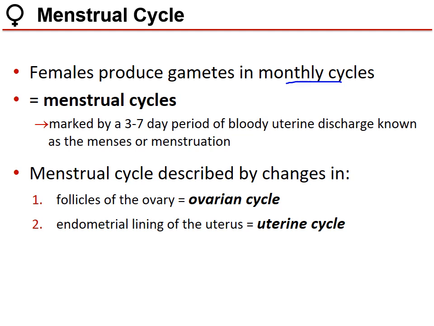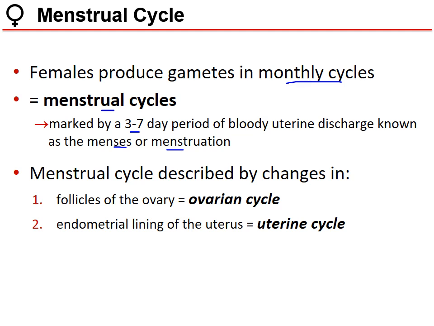However, in females, gametes are produced in monthly cycles, and these monthly cycles are called menstrual cycles because they are marked by a 3 to 7 day period of bloody uterine discharge, which is known as the menses or menstruation. And these menstrual cycles can actually be subdivided into 2 separate cycles.